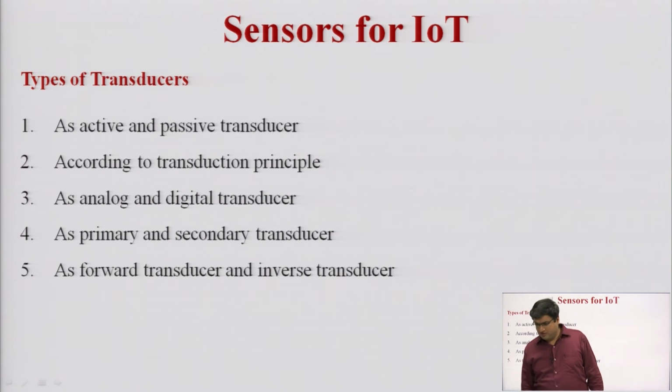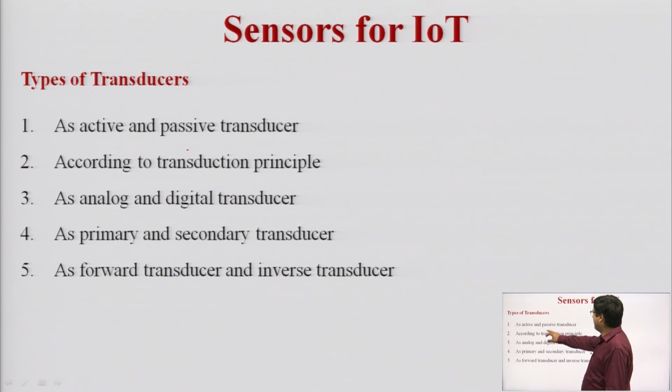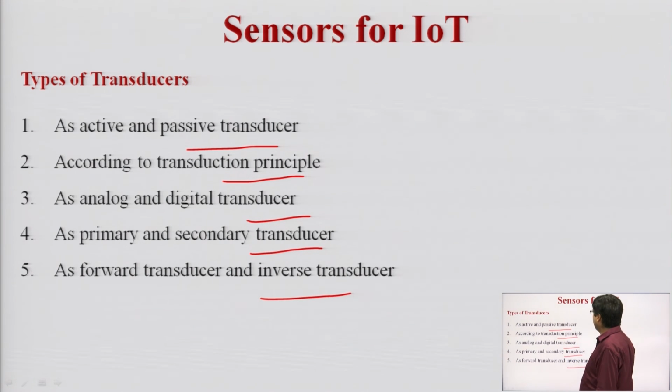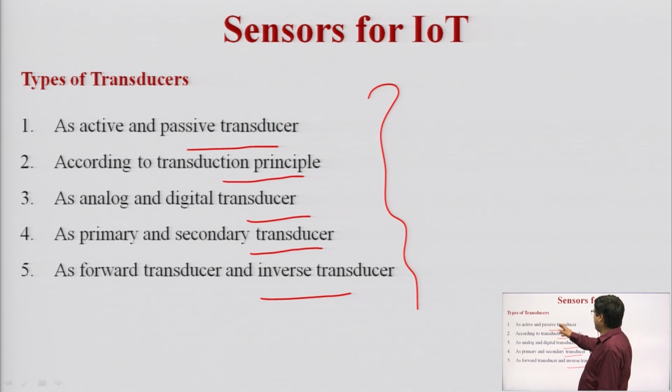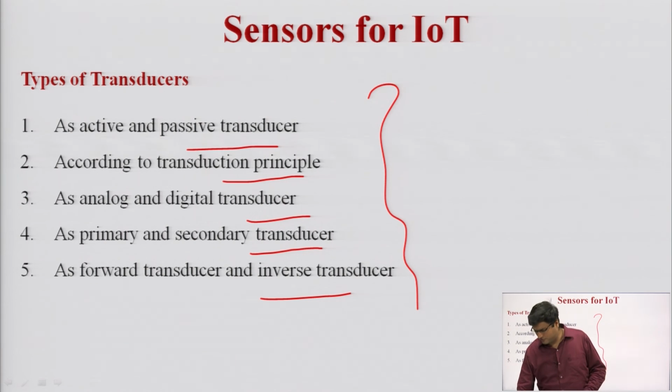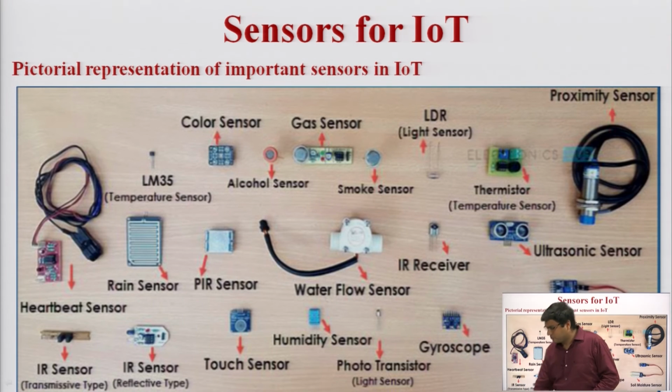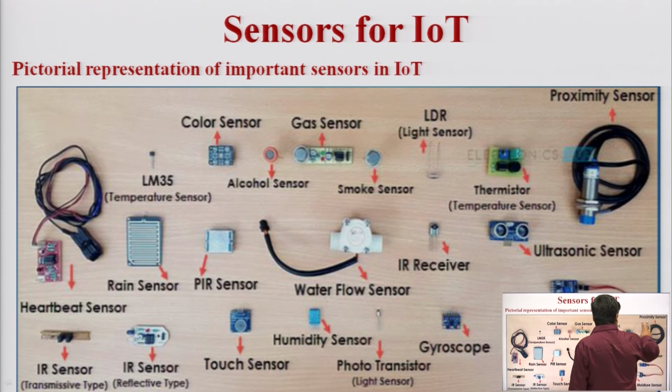Types of transducers: we are talking about active and passive, transduction principle, digital, analog, primary, secondary, and forward transducer and reverse transducer. We will not go into the depth of all this. We will just take active and passive transducers and the transduction principle. Like sensors, there are types of transducers based upon the same fact, what type of application we are using. So, I am taking some pictures from the internet.